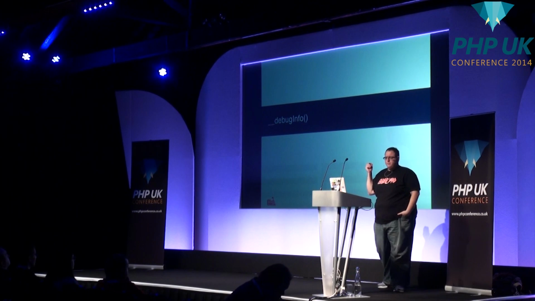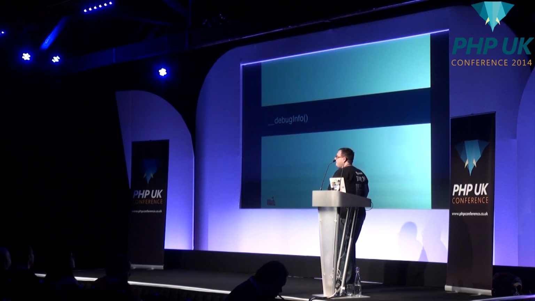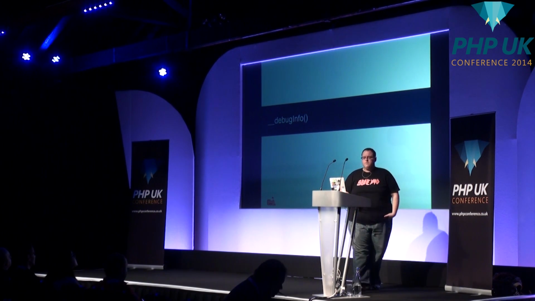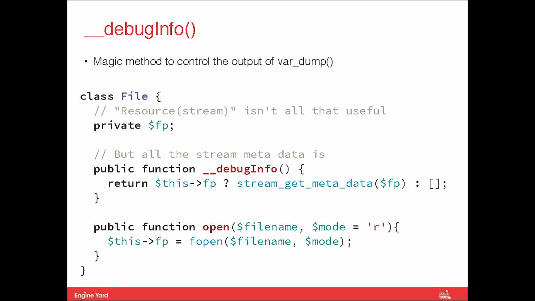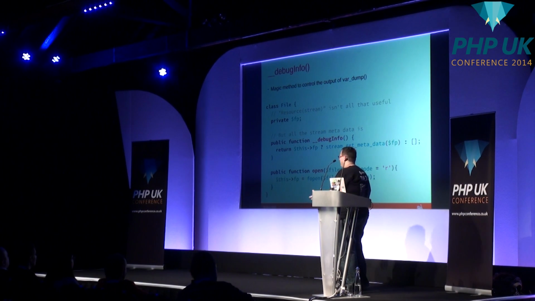This just got in a couple of, maybe a week ago, maybe two, Debug Info. So this is a magic method that was added to control the output of var dump. So taking something like this, we have a class called file with a resource in it, which is our file pointer to, you know, fopen, something like that. Prior to Debug Info being there, if you dumped it, you'd just get this resource of stream or something like that coming out, which is kind of useless. But actually, there's a whole bunch of metadata that we can retrieve that is useful to someone debugging this object.